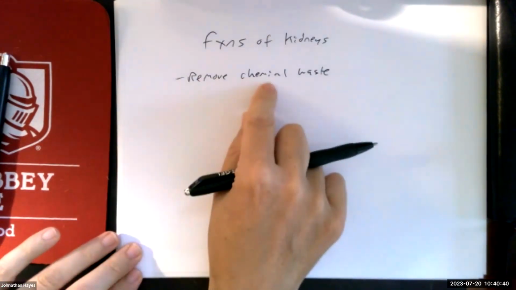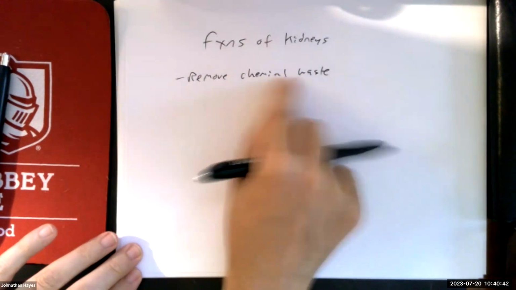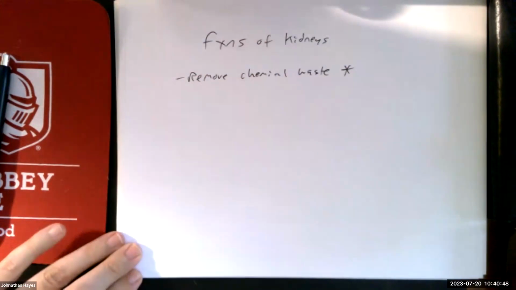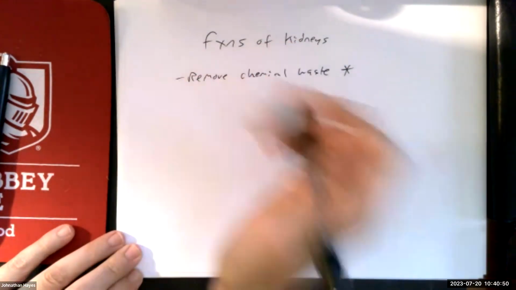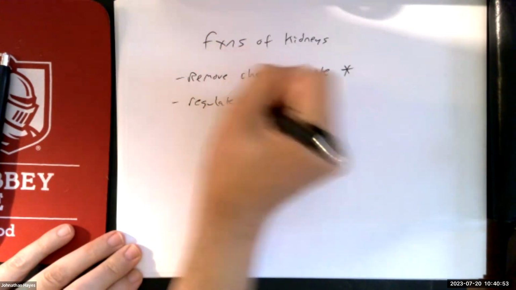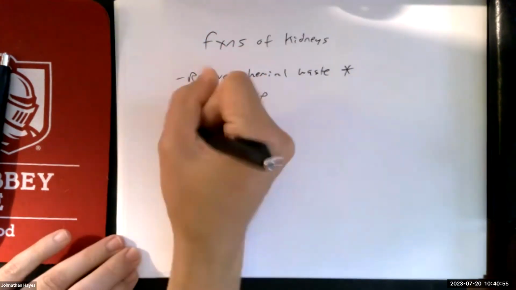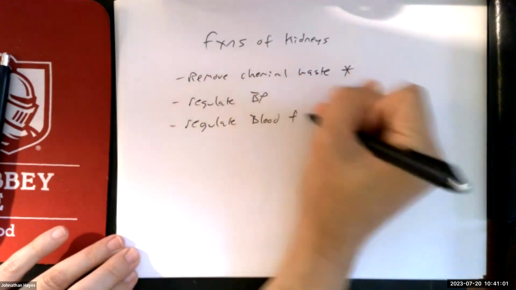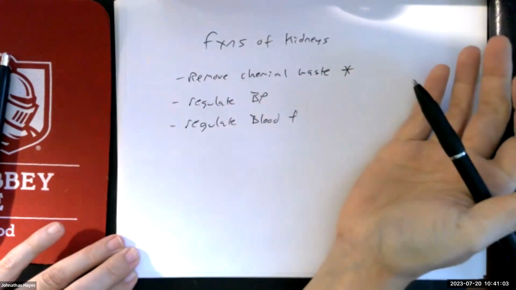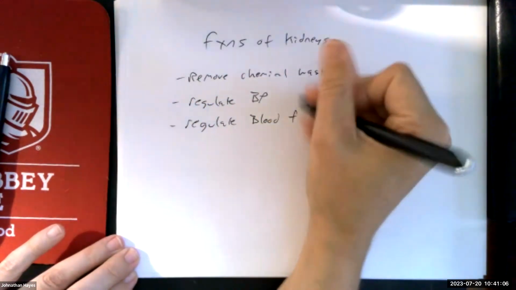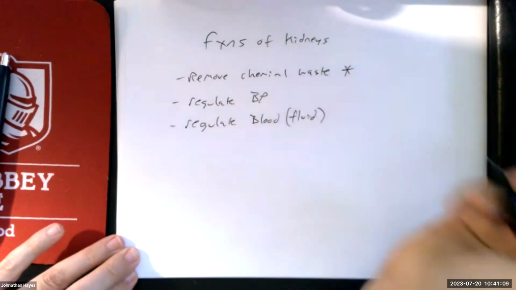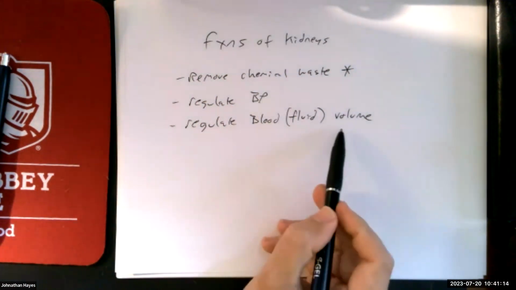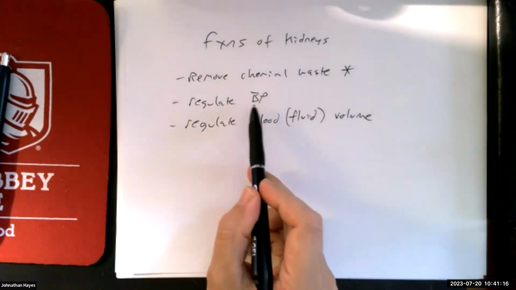And to do that adequately, there are some other functions of the kidneys that tie directly into this main function. So we'll just put a star beside it because that's the main function. To do that adequately, kidneys need to be able to regulate blood pressure, right? They need to be able to help regulate and control blood volume or fluid volume, right? I mean, you could just say fluid volume in the body, but blood volume is a direct reflection of fluid volume. So I'll just put both on here. Because if I don't have adequate fluid volume, then I can't maintain adequate blood pressure.